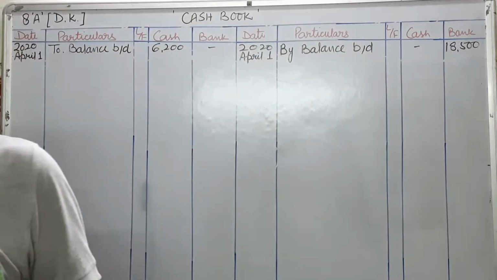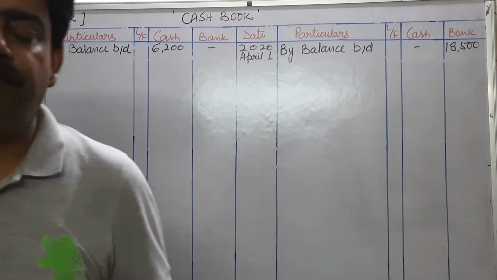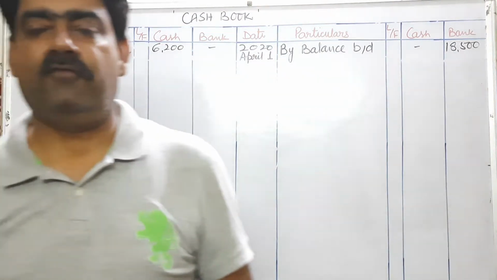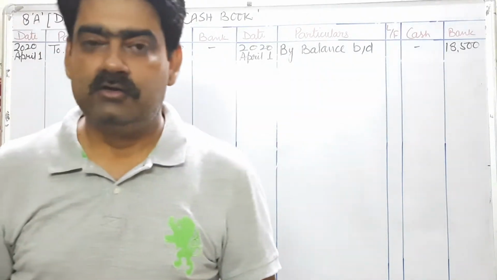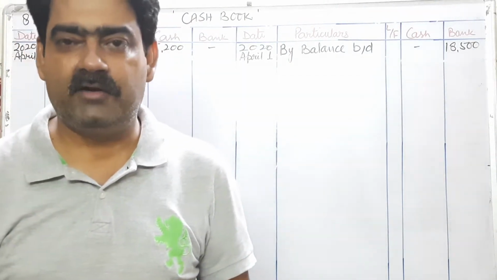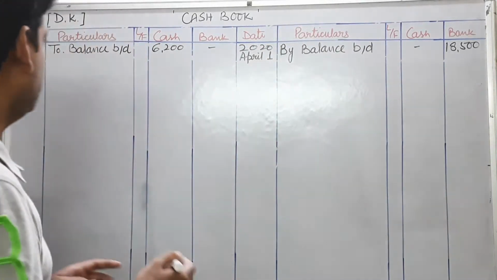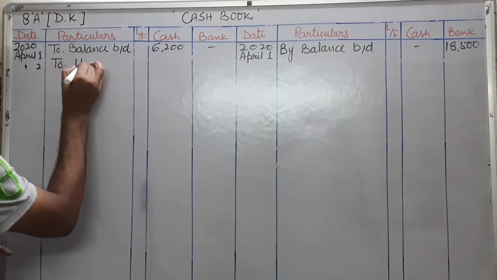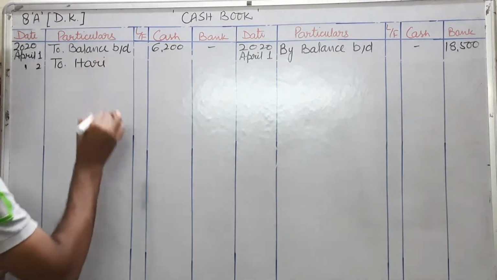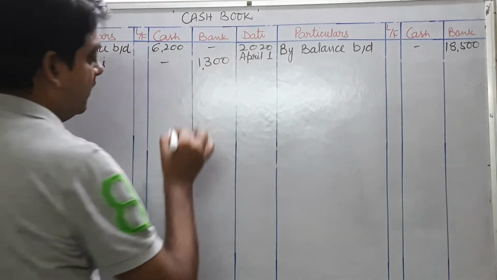Okay, now we are starting our cash book. Next transaction is on April 2. Received a check from Hari and paid it into bank on the same day. See, we are receiving a check from Hari and we are depositing that check immediately into our bank. So our entry will be bank account debit to Hari and amount is 1,300. April 2, this is one of the receipts, to Hari. 1,300 rupees will come in bank column.